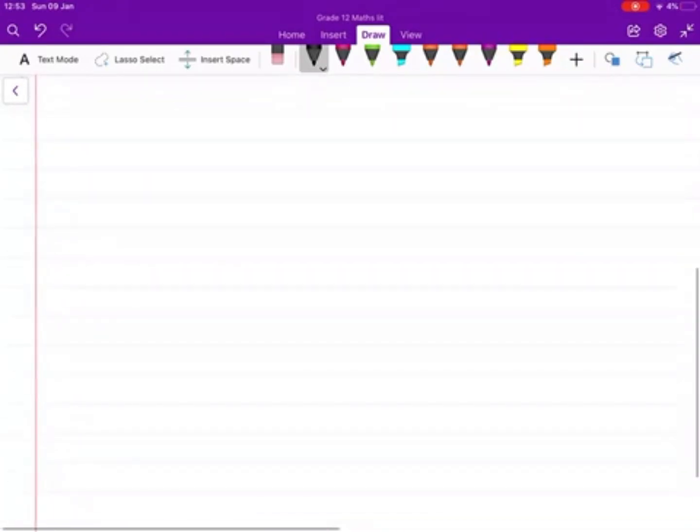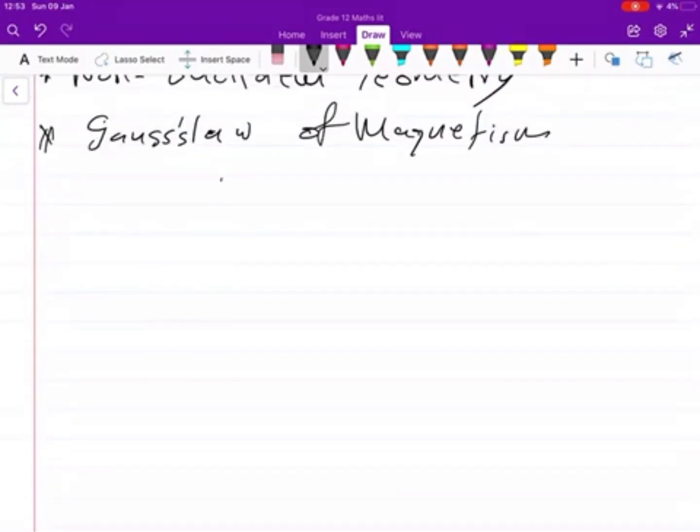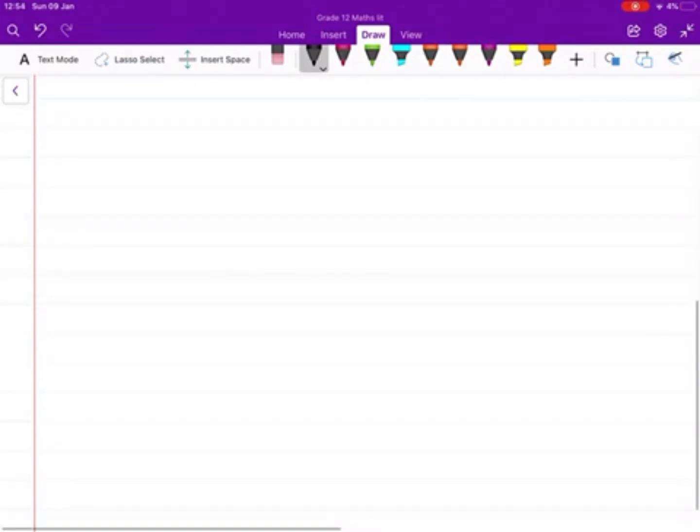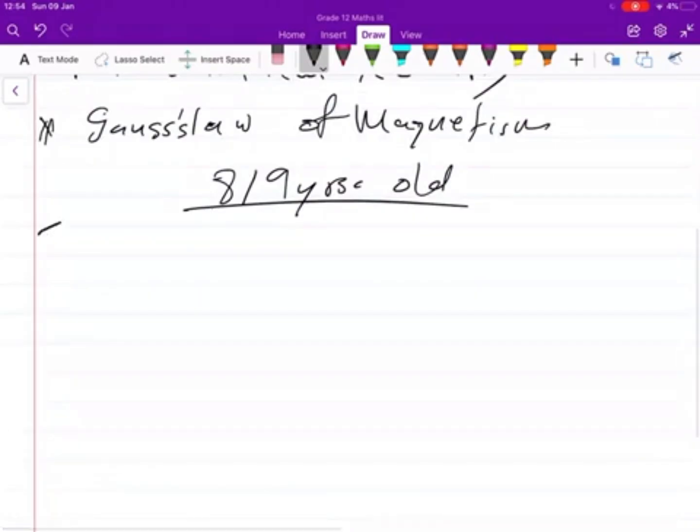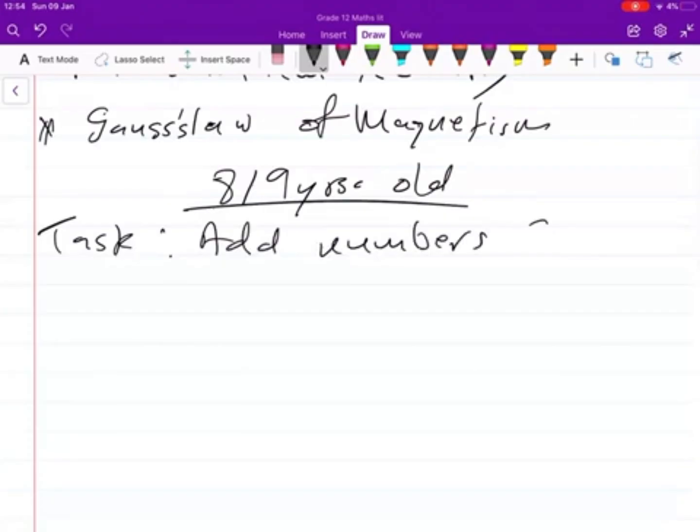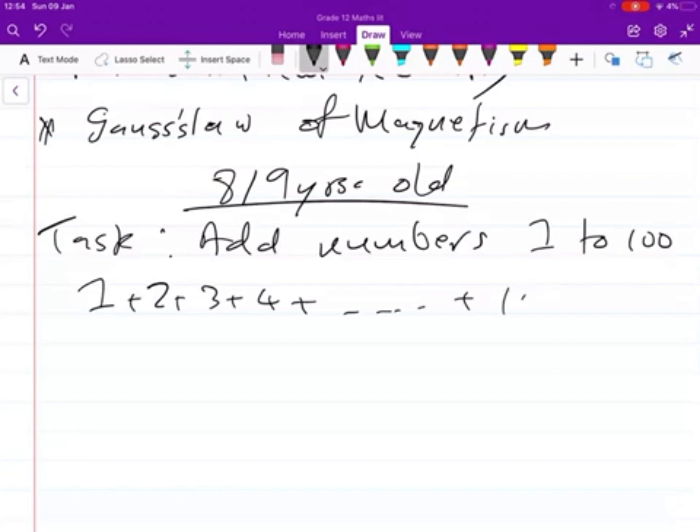But the reason we are interested in this guy is what happened when he was about 8 or 9 years old. We are told that when he was 8 or 9 years old, their teacher told them that they must add the numbers 1 to 100. Now, you must note that at the time they didn't have calculators, they didn't have any of the fancy material that we have today. So it was difficult to add 1 plus 2 plus 3 plus 4 all the way to 100.